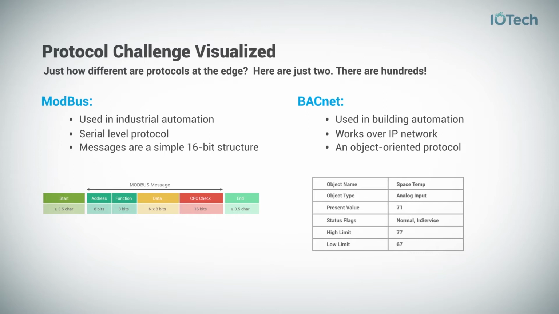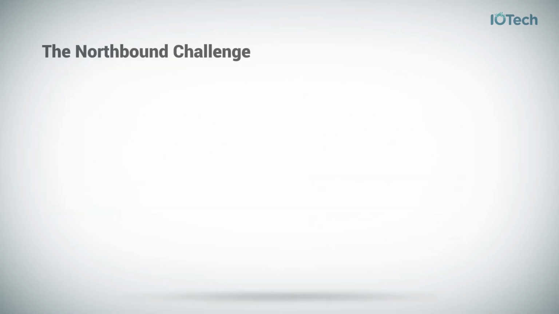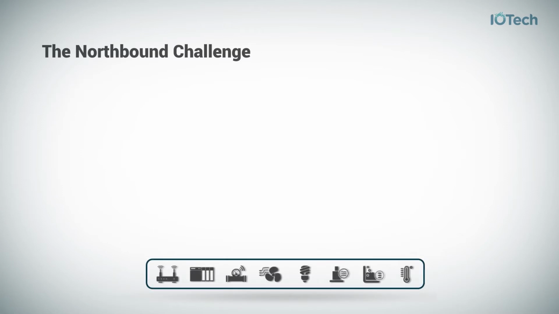BACnet is more modern, and one could even say object-oriented in its communications. In BACnet communications, data is bundled into object packets that include a lot of properties and written on top of IP messages. An edge platform has to be able to provide the interoperability between these two diverse protocols and translate the messages of one to the other. On the northbound side, the issues are different, but still a challenge to interoperability and connectivity.